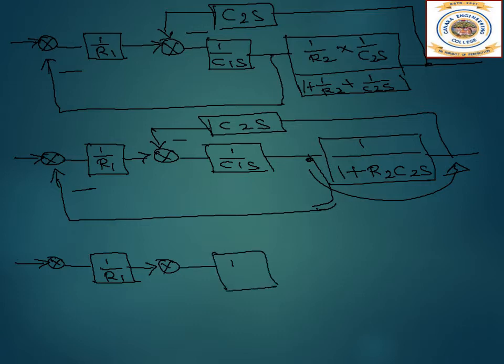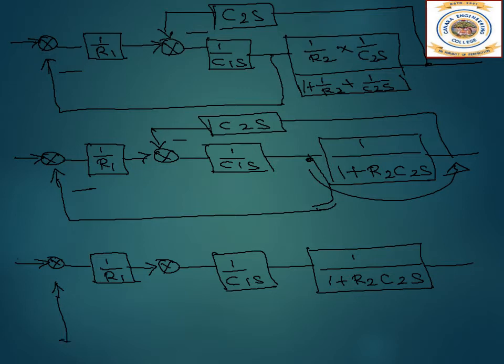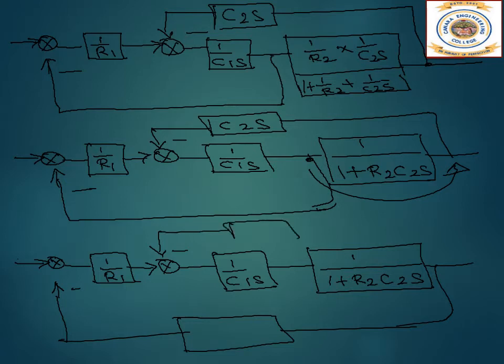So this is 1 by C1S, and this is 1 by 1 plus R2 C2S. Here I will simply move this first, then we will put what is needed in the block. Okay. So here and whatever is there, C2S. So now see, previously what did we have here?